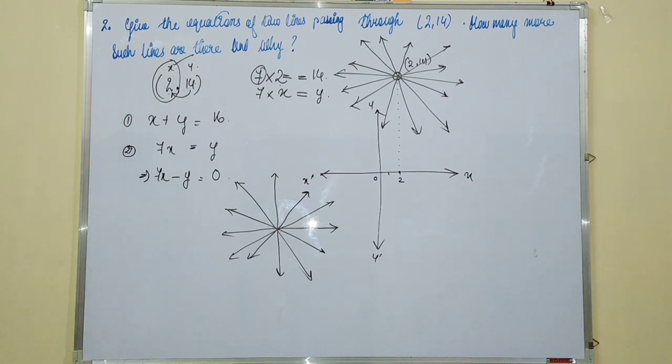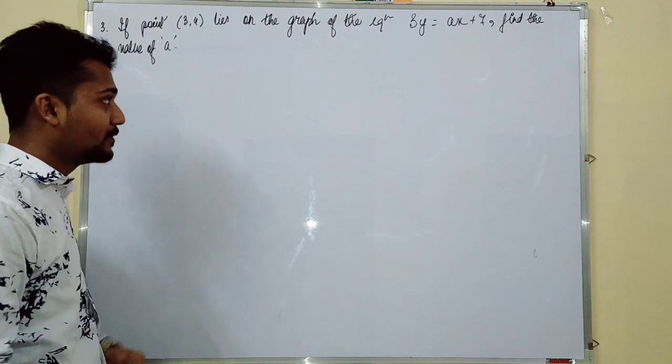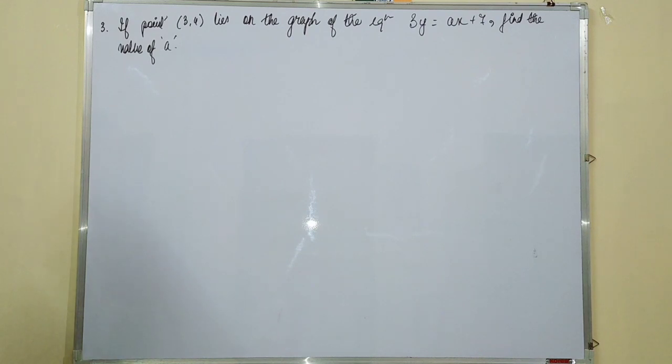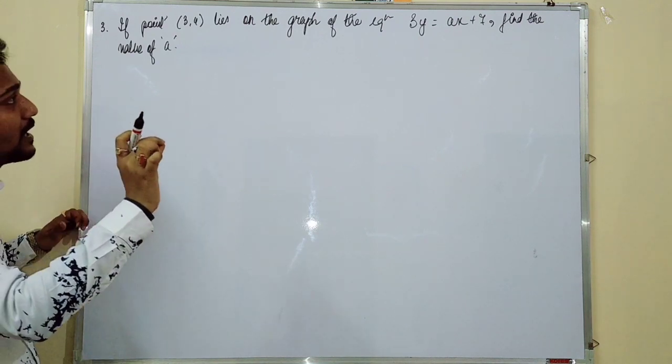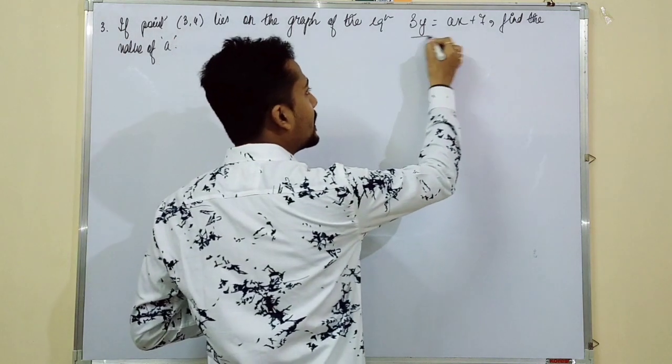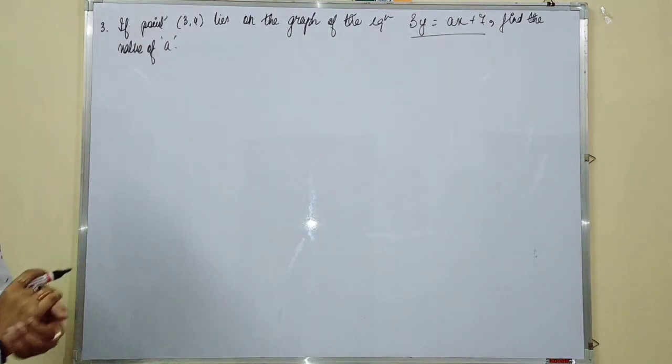Okay, so note it down. Now we have the third question of exercise 4.3. See, in this question what is being asked: if the point (3, 4) lies on the graph of the equation, find the value of a.